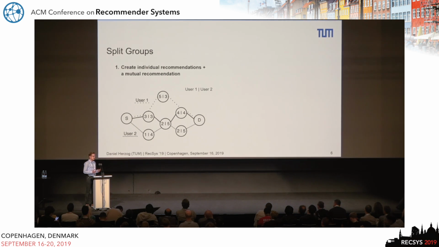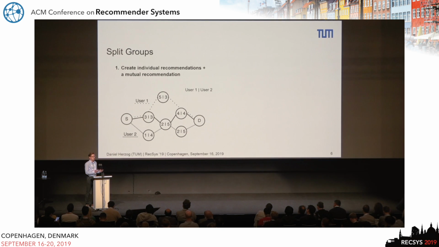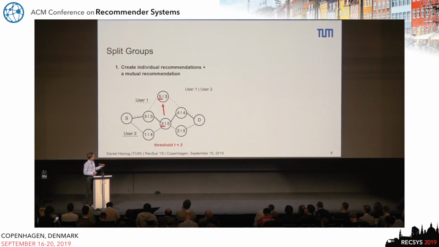And now the idea is that the group follows the mutual recommendations, because we believe the groups should stick together as much as possible. But when there is an item that is not very liked by one person, this person can replace this item by a point of interest from the individual recommendation. So now let's work with a threshold of 3, meaning that the second point of interest has a score for user 1 which is below 3, it's only 2, so it's not very good.